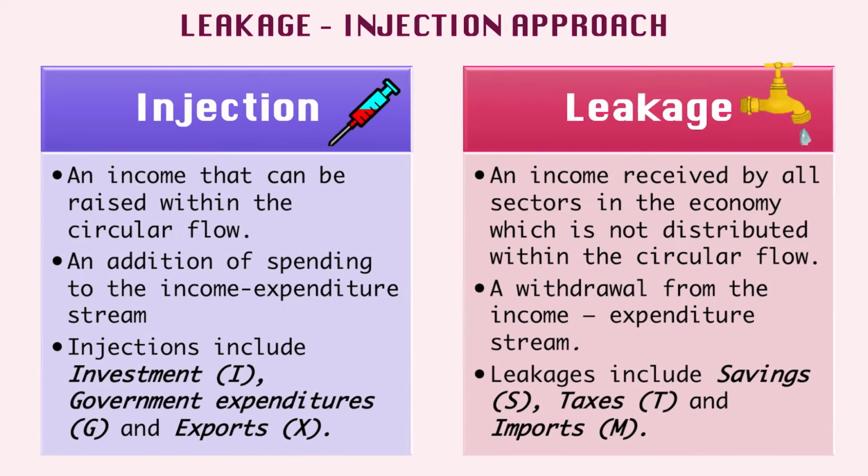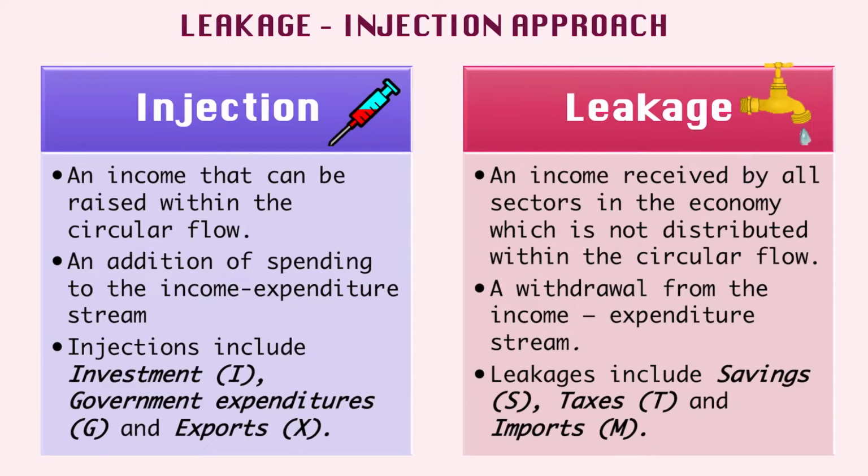The second approach is by using the leakage-injection approach. What does it mean by injection? Injection is an income that can be raised within the circular flow. It is an addition of spending to the income-expenditure stream. The items under injection include investment, government spending or government expenditure, and also export. So these three items will be injected into the economy.